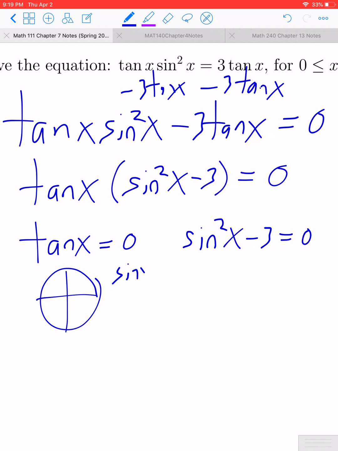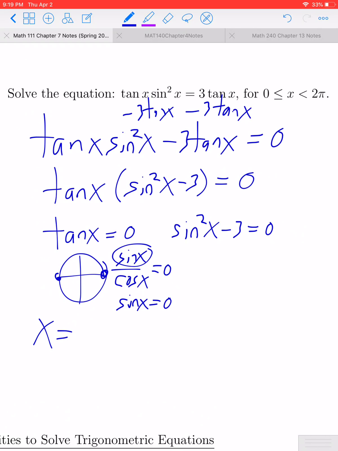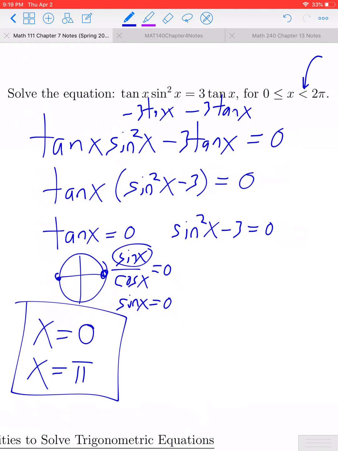If it helps, you can think of the tangent as being sine over cosine. So the tangent of x will essentially be equal to 0 whenever the sine of x itself is equal to 0. And that's going to occur at 0 and pi. So we get two solutions from this, x equals 0 and x equals pi. Notice that they have a strict inequality here. 2 pi would have been another solution, but they say that x has to be strictly less than 2 pi. So from that piece, we get two solutions, 0 and pi.